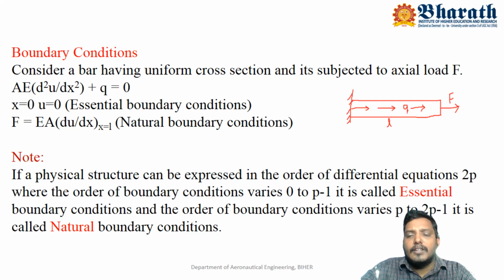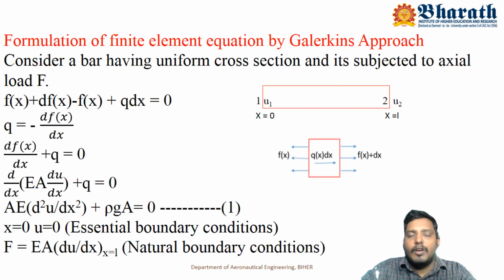Therefore, here I gave the thumb rule. If a physical structure can be expressed by a differential equation of order 2p, where the order of the boundary condition varies from 0 to p minus 1, it is called an essential boundary condition. Where the order of the boundary condition varies from p to 2p minus 1, it is called a natural boundary condition. So first, we have to analyze a one-dimensional bar element by finite element analysis.